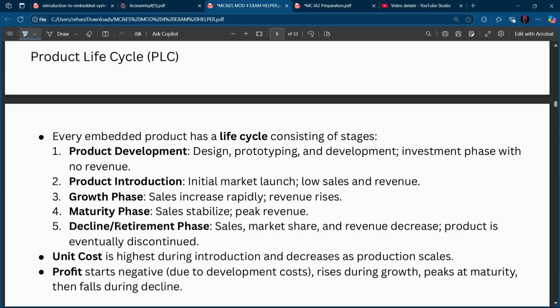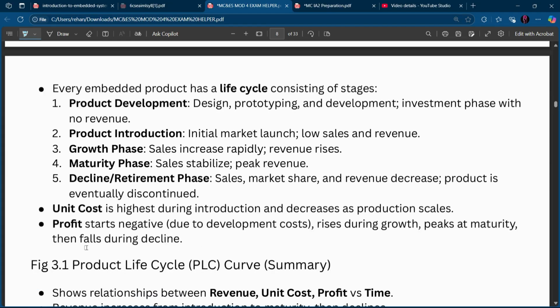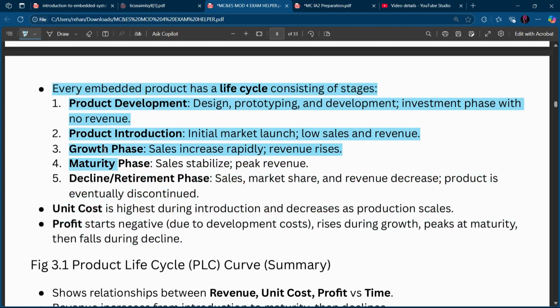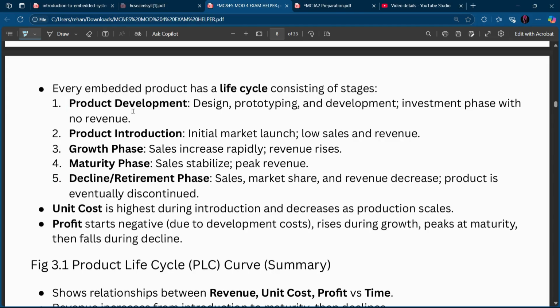So you should be prepared. Product development, introduction, growth phase, maturity phase, decline or retirement phase, and unit cost and profit. It's just five things you have to remember. In development, you are just designing, prototyping, and developing. It's an investment phase with no revenue. You're putting money in, but not getting any return.